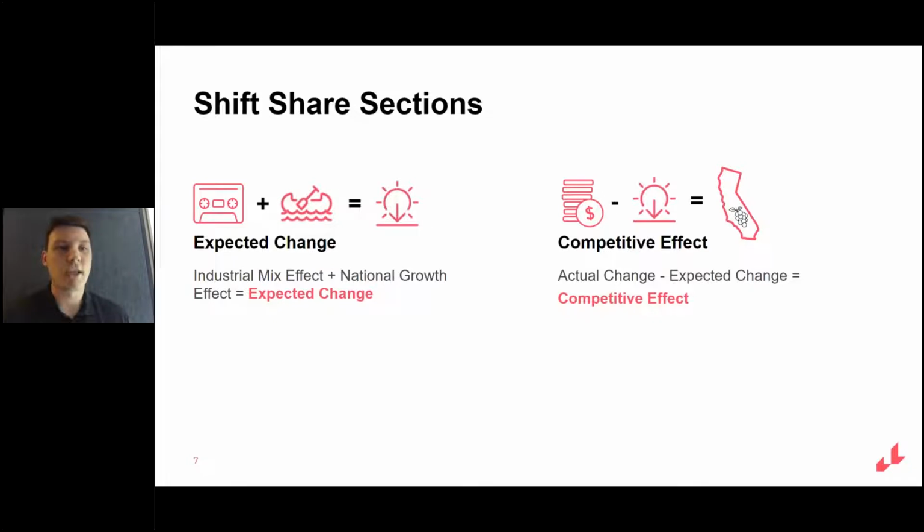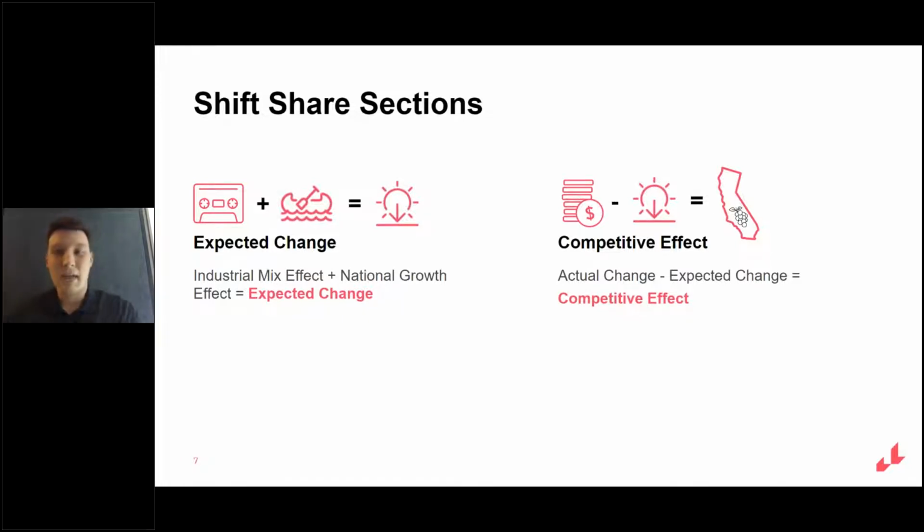We also have expected change. And so taking that industry mix effect, we're adding that to our national growth effect, and we're getting the expected change. So to reconcile the industry mix effect and the national growth effect, we add the two together. And on the whole, we can expect the industry to grow by X amount of jobs.